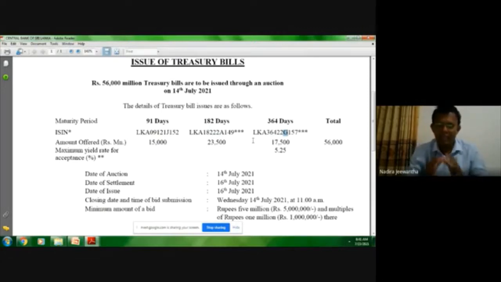Now the ISIN gives us the maturity date. If the examiner does not give the maturity date, he can give you the ISIN number instead. Here, the English letter is the month of the maturity. Month of the maturity. Here the month of the maturity.